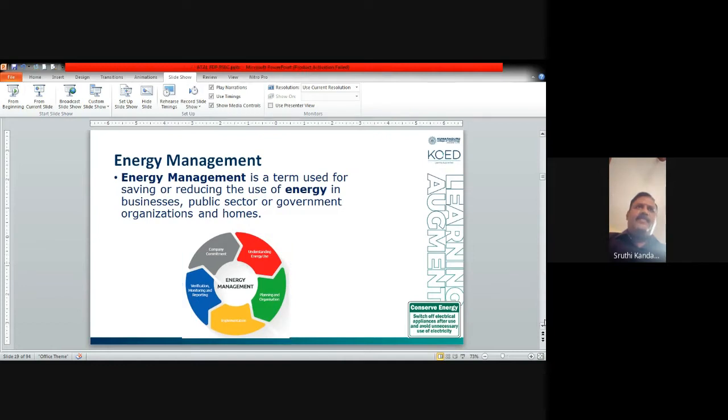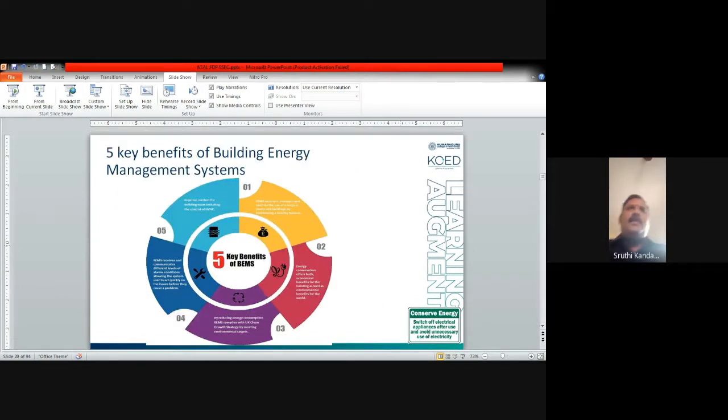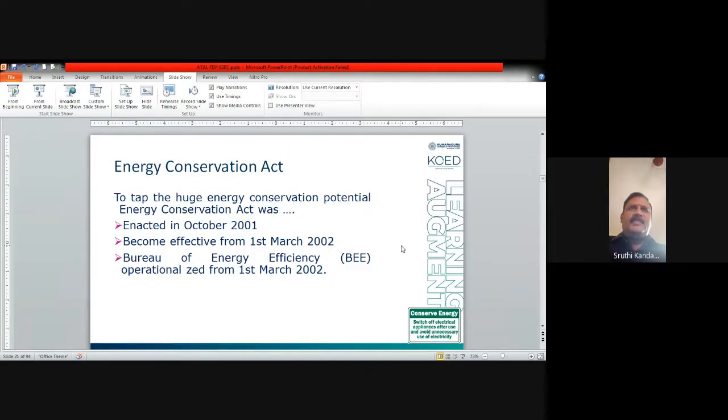So there are five key benefits for building up an energy management system. BEMS is a Building Energy Management System. There are five key points. So the Energy Conservation Act was introduced in the year 2001. The EC Act was reformed again from 1st March 2002. The Bureau of Energy Efficiency, that is BEE, also introduced some standards from 1st March 2002.